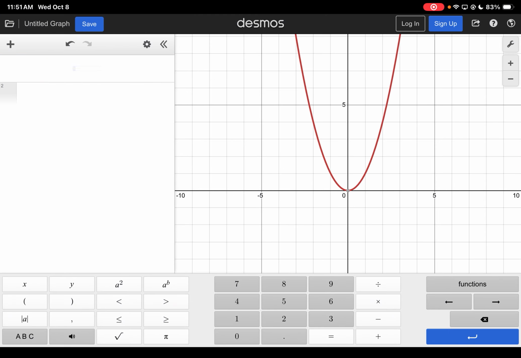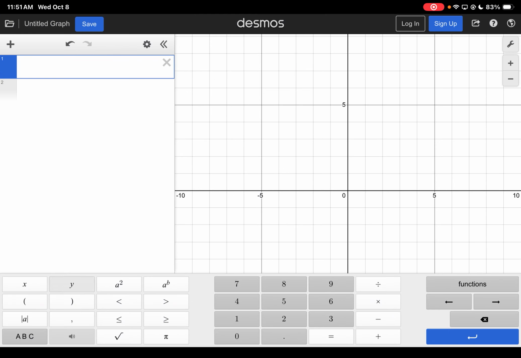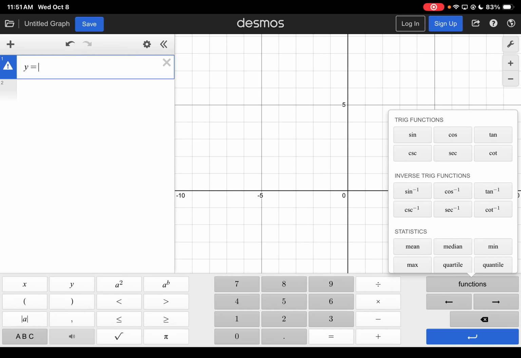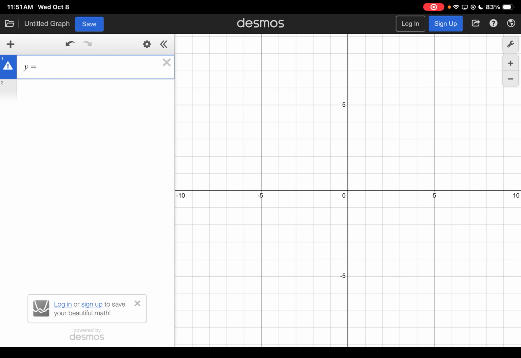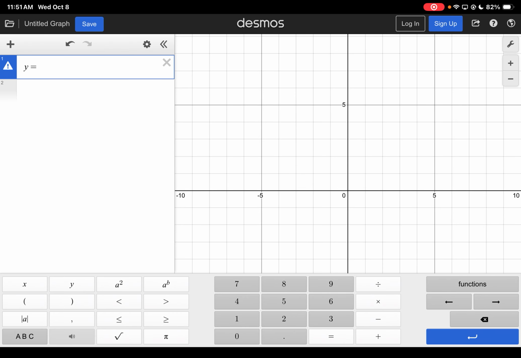This time, we're going to type in y equals, and if you hit functions, I believe there's absolute value. Let's see, I need absolute value. Oh, there it is. There is a little button for absolute value. No, x equals the absolute value of y. There it is. X equals the absolute value of y.